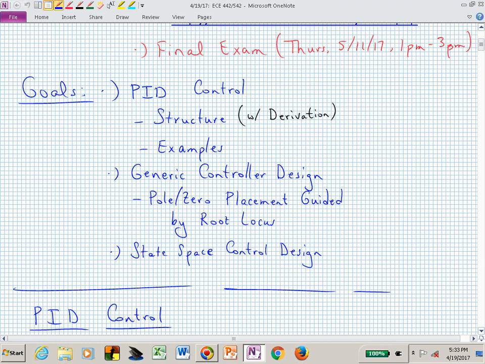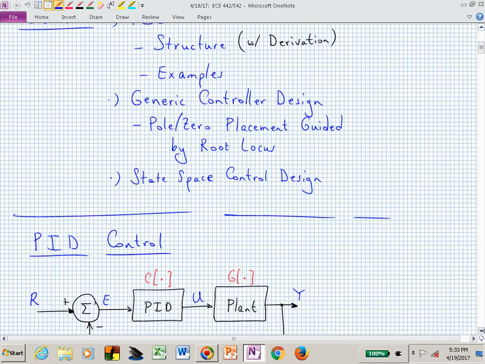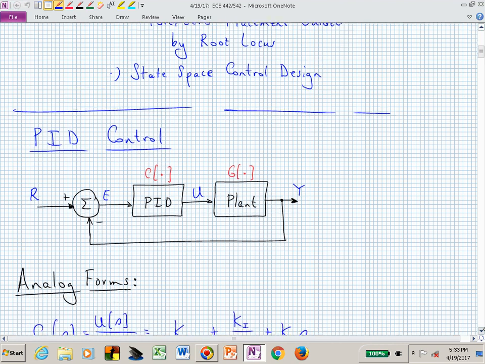And we will finish the semester talking about state space controller design, and how far we get into that is up for debate or yet to be determined, but we'll get into state space control design, which will be our final topic of the semester. We don't have that many more visits in terms of times that we're together.